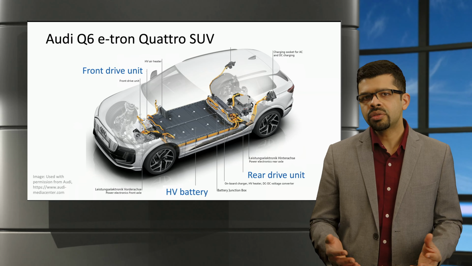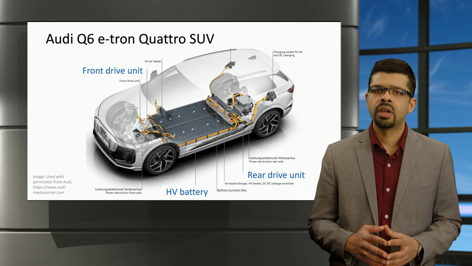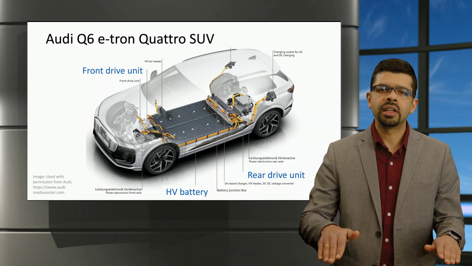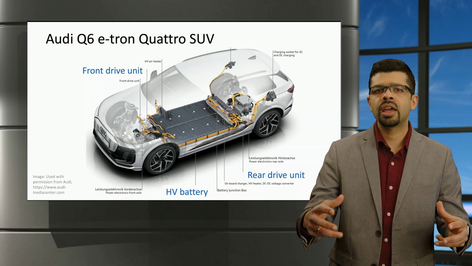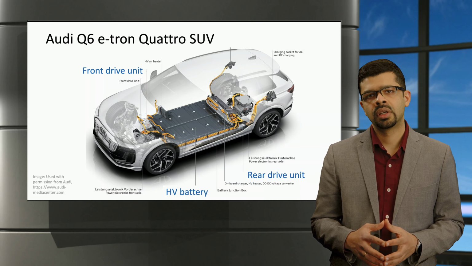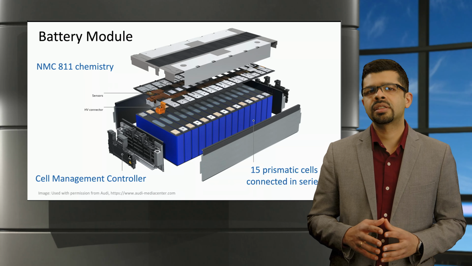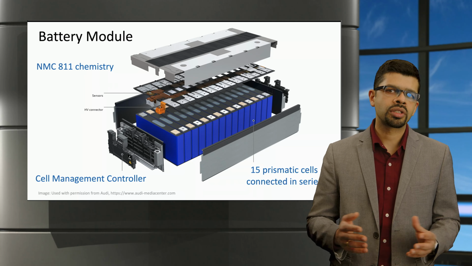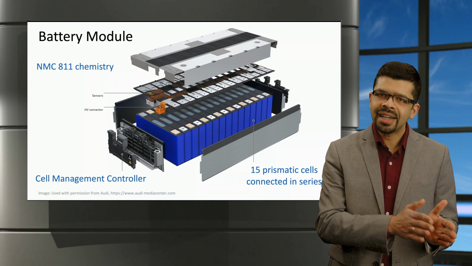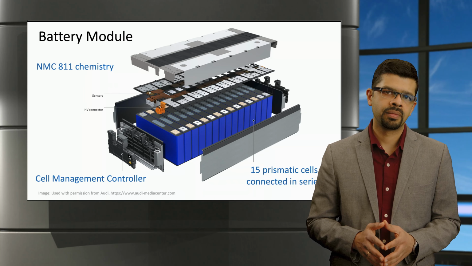For this example, we use the Audi Q6 Quattro SUV. We can see that the battery pack is placed at the bottom of the vehicle and the two electric motor drives to propel the vehicle are placed at the front and rear of the vehicle. To create the battery pack, 15 prismatic cells of nickel manganese cobalt oxide, or NMC, chemistry with ratio 8:1:1 are connected in series to create one battery module as shown.